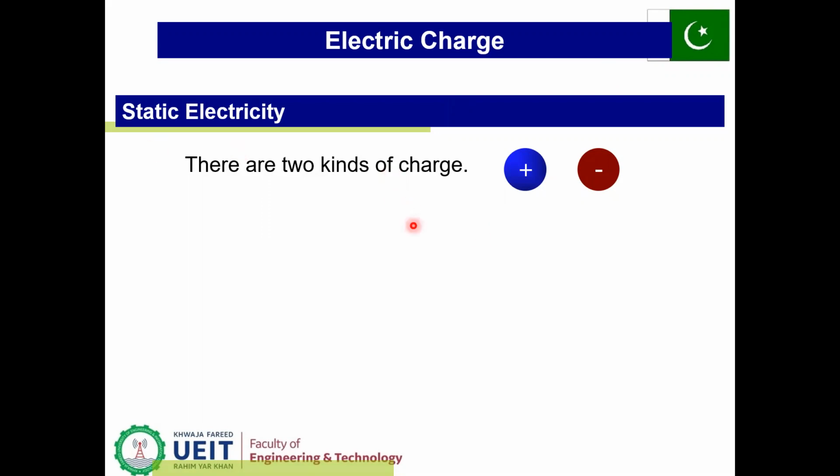Static electricity is a kind of electricity in which charges are static and reside in one place and cannot move. If the charges are at rest, we say that this is a kind of static electricity. When we rub two materials, charges are removed at the surface of the material and cannot move from one material to another. These are static electric charges. There are two kinds of charges, positive and negative charges.